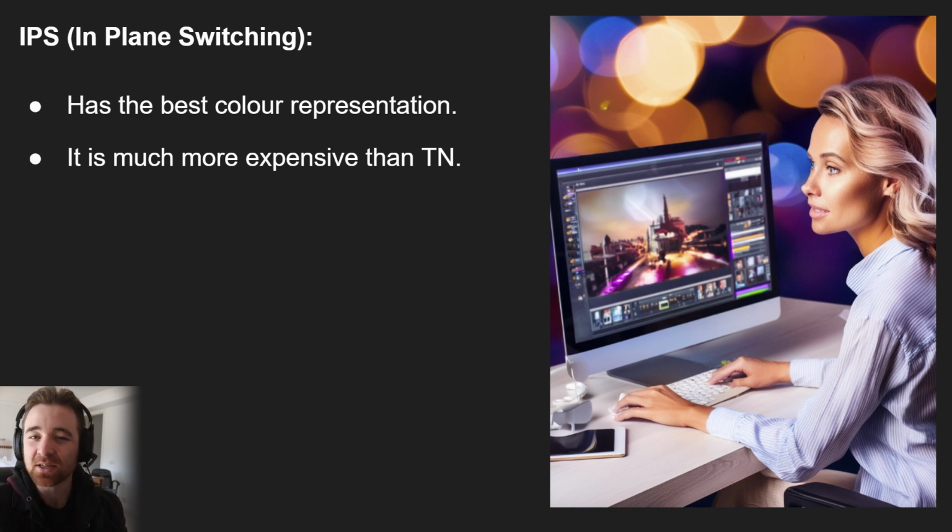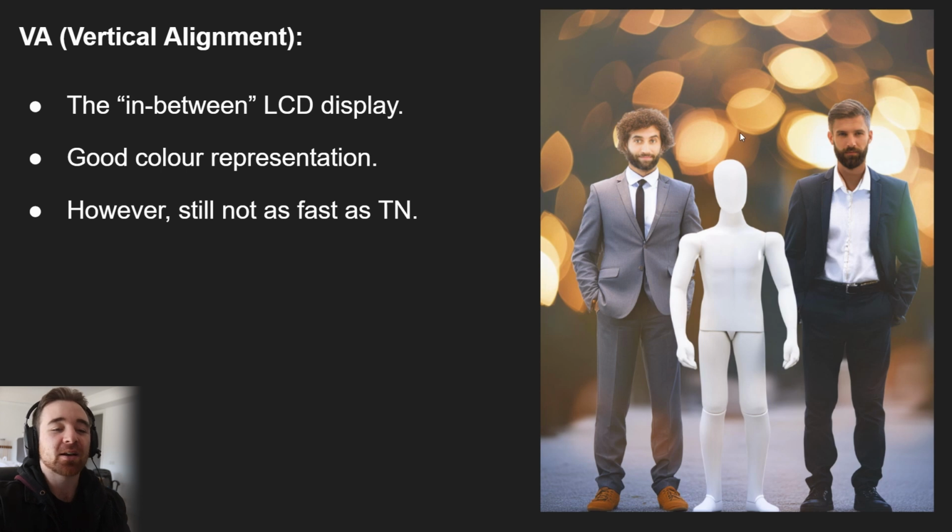And the last one is your middleman, which is why I've got this photo. It's the man in the middle. It does okay at everything, but it's not really a specialist at anything. It's VA, vertical alignment. So it's the in-between LCD display. It has good color representation, but it's not as fast as twisted nematic, right? So, you still have good color representation.